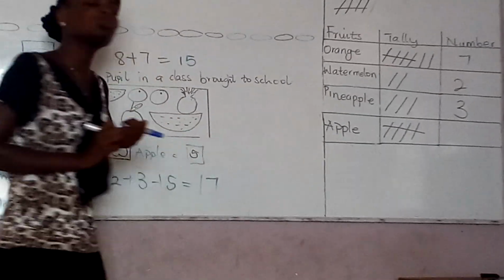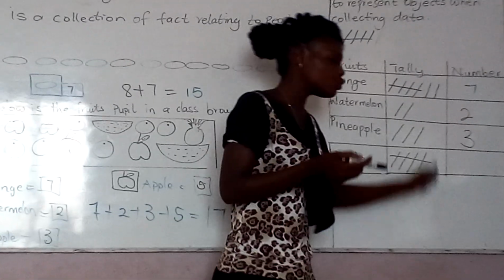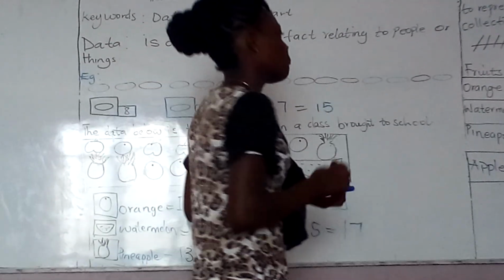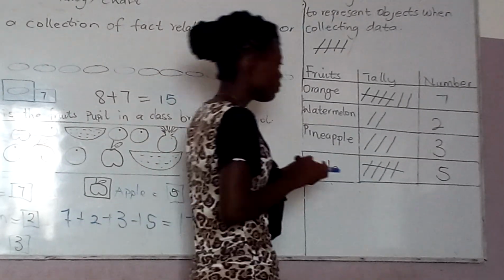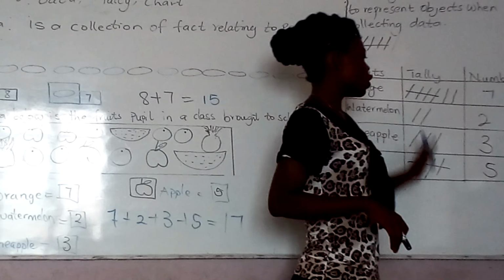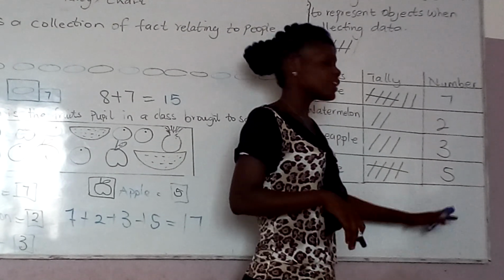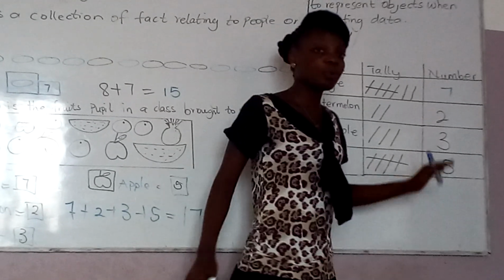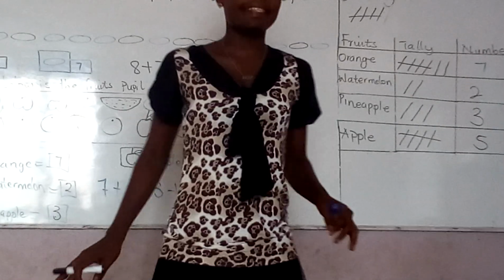The fifth stroke is used to cross the 4. You don't add the fifth stroke, but you use the fifth stroke to cross the 4. And we get our number, what? 5. Then you calculate every stroke, or you calculate the number, you add all the numbers together, and then you get your final answer. That will give you the number of children that brought the fruits in the class.